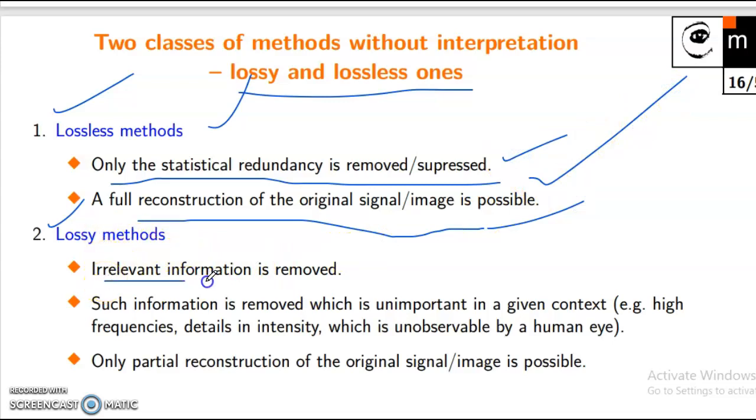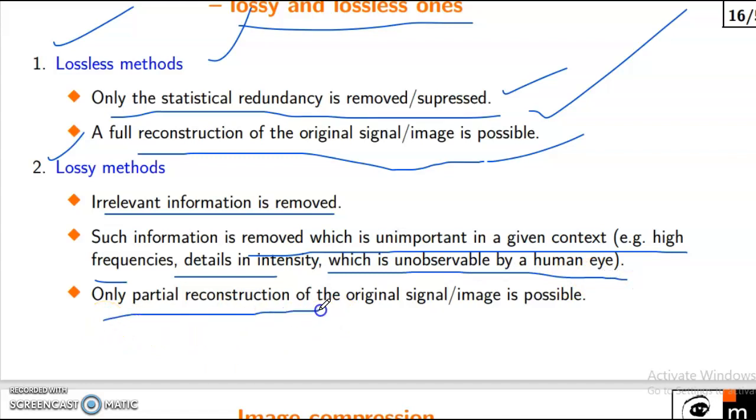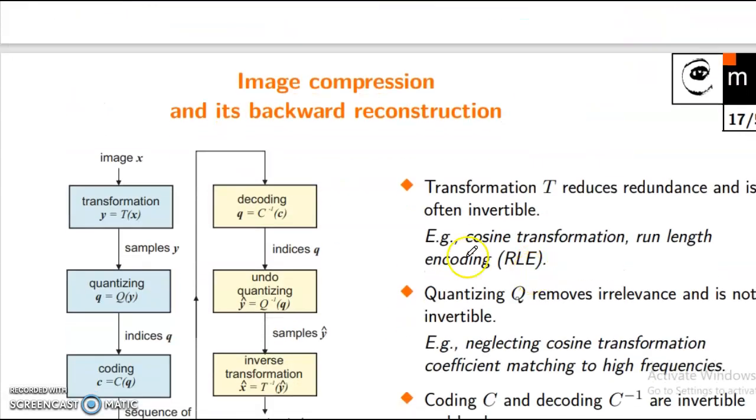In lossy methods, irrelevant information is removed. Such information is removed which is unimportant in a given context, for example high frequencies and details in intensity which are unobservable by a human eye. Only partial reconstruction of the original signal or image is possible.